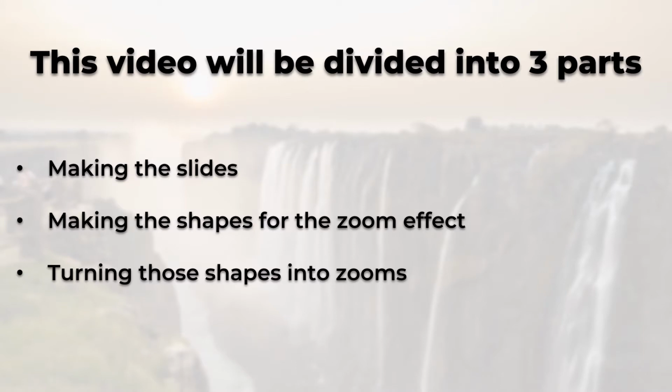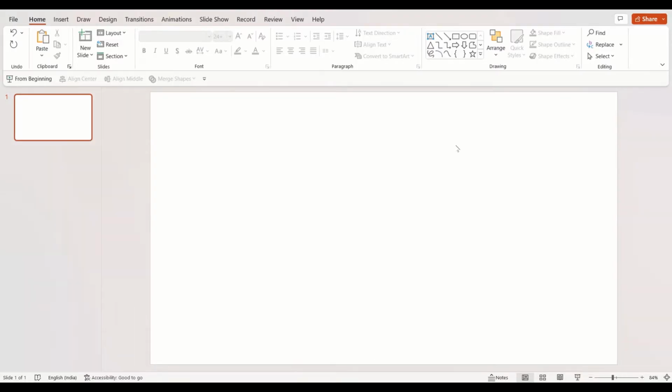This video will be divided into 3 parts. In the first part, we'll be making the slides. In the second part, we'll be making the shapes for the zoom effect. And in the third part, we'll be turning those shapes into zoom. So without further ado, let's start. So the first step was to make the slides.